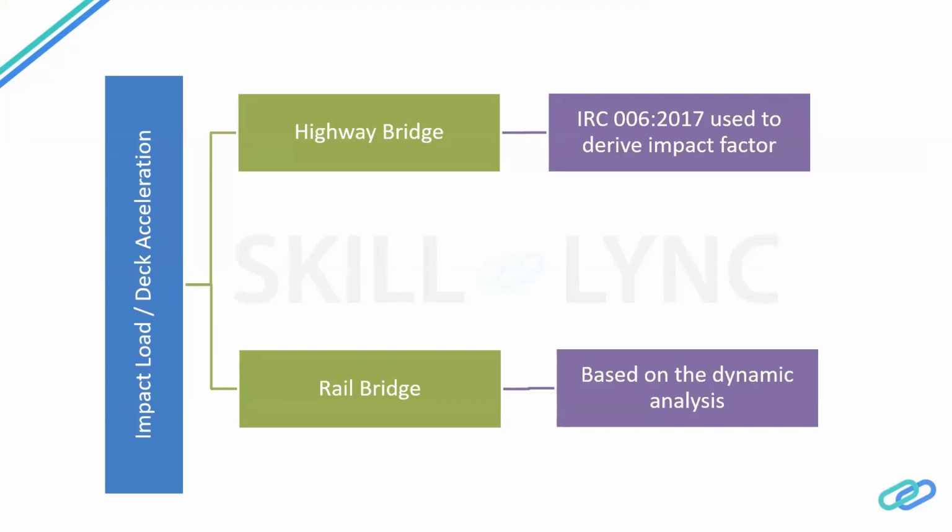For impact load or deck acceleration, for a highway bridge, we straightaway use the code, and the code has a graph based on the vehicle type, and from that we derive the impact factor. In the case of a railway bridge, we purely go by dynamic analysis. In some projects, we use the formula given in the code itself, which comes to around 20%. But usually we do a dynamic analysis and find the impact factor and deck acceleration. This is what current industry practice follows for estimating impact load and deck acceleration.